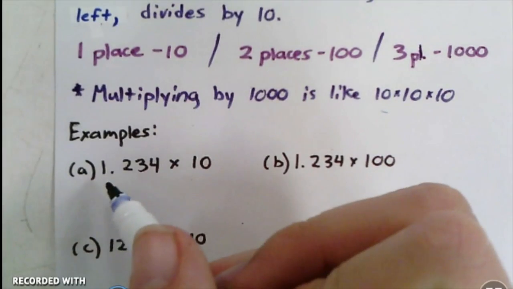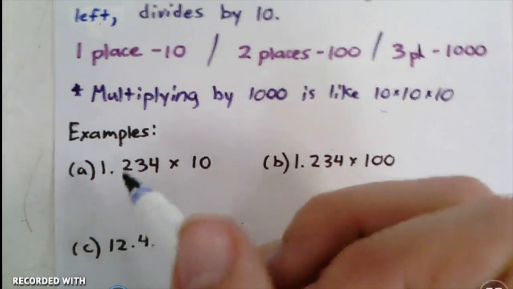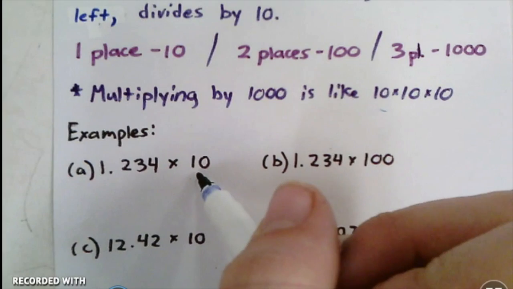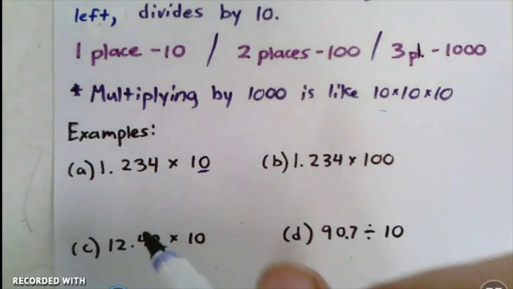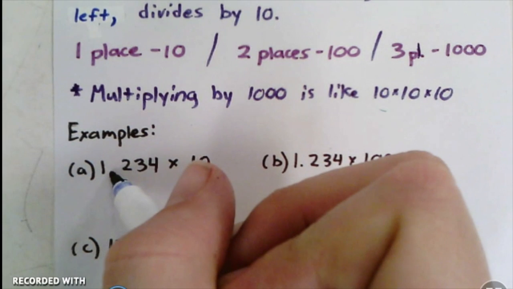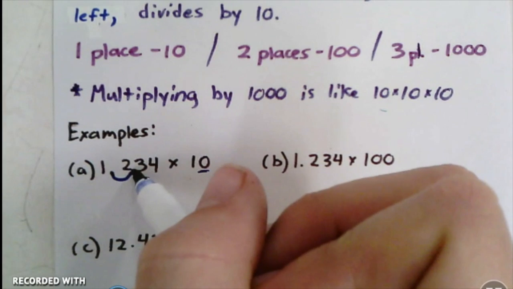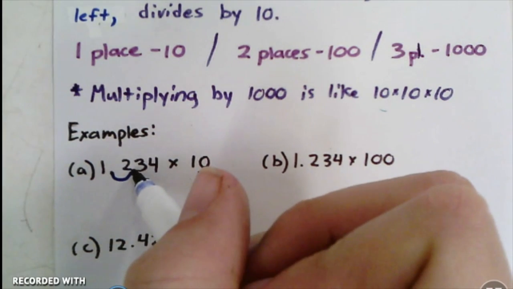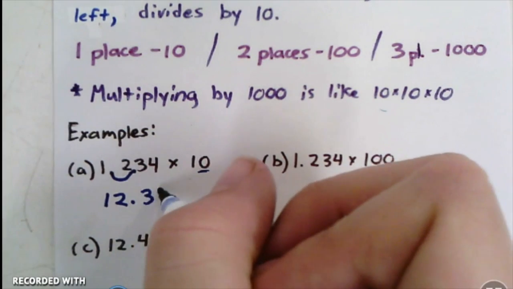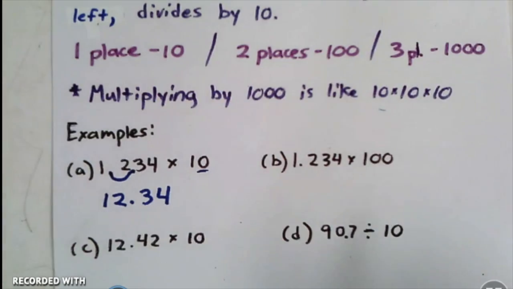The check I always do is if I'm multiplying, my answer should be bigger, and if I'm dividing, my answer should be smaller. So here I've got 1.234 times 10. 10 has one 0, which means I'm going to move it just one place. I'm going to go to the right because I want my number to be bigger, since I'm multiplying. So I swoop it just one place, which means my answer will be 12.34, or 12 and 34 hundredths.